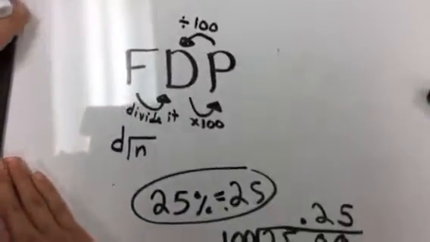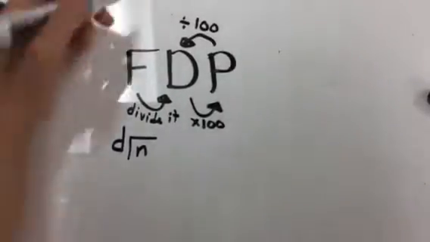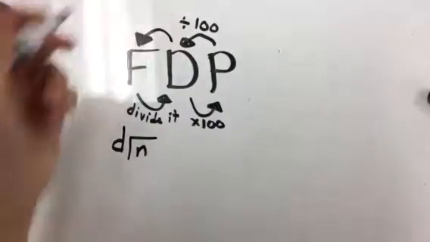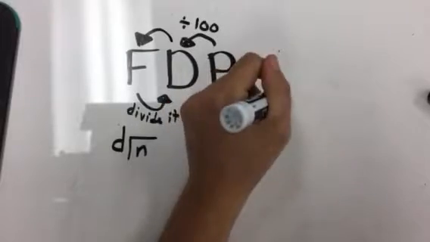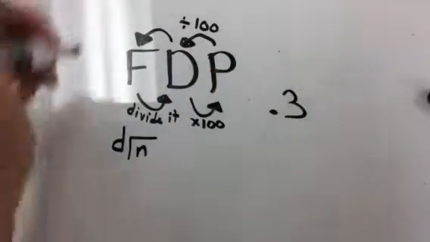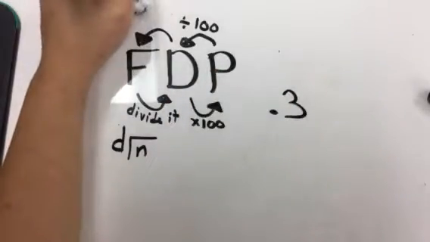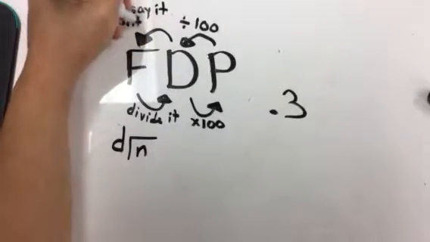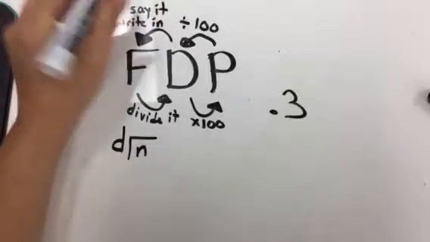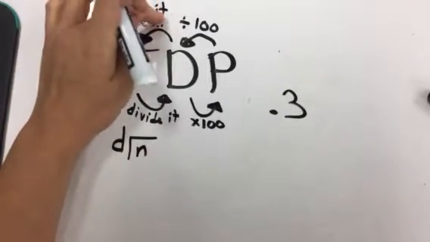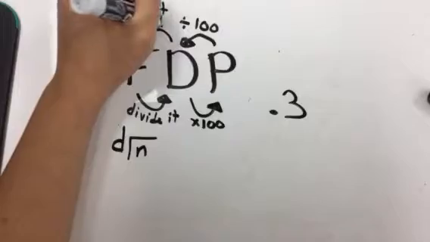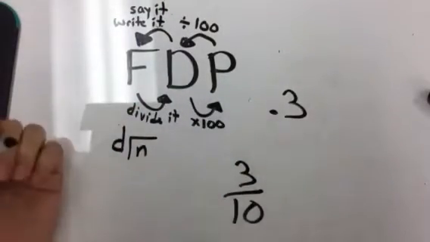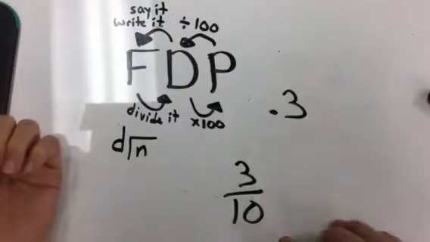All right, so now that we're back up here, we're going to talk about how to change from a decimal to a fraction. So say I have a decimal like 3 tenths. The way you say it is the way you would write it. Oops, I said right in. I meant to say write it. So 3 tenths, you would write 3/10. There we go. That's how you change from a decimal to a fraction.